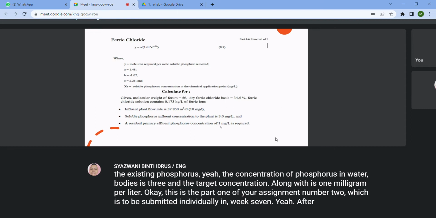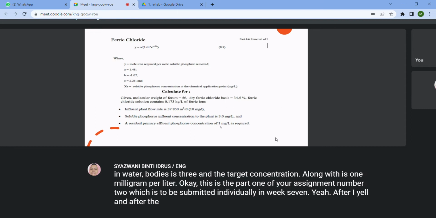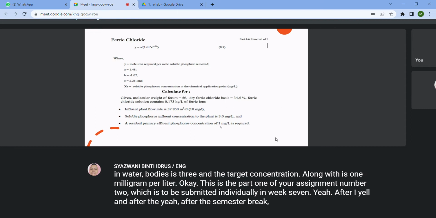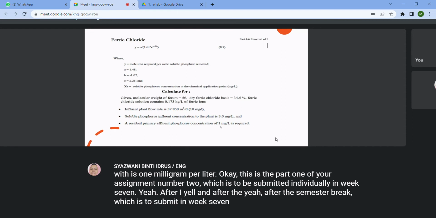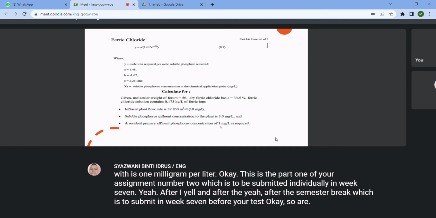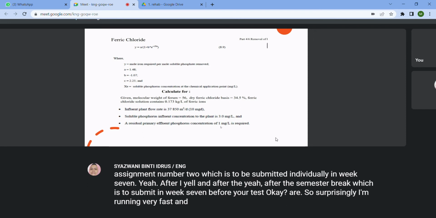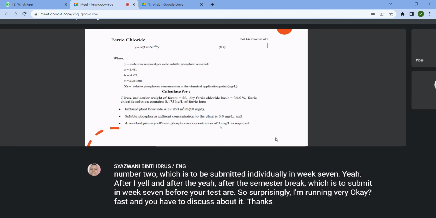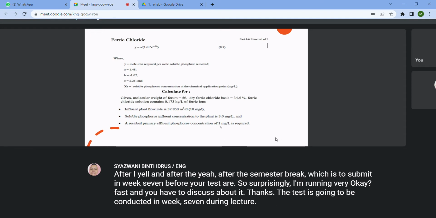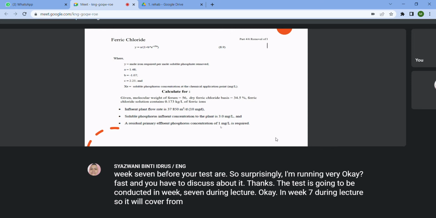After Raya, after the Eid, after the semester break, you submit in week 7 before your test. Interestingly, time is running very fast, and we have to discuss the test. The test is going to be conducted in week 7 during lecture. It will cover lecture 1 until lecture 6.